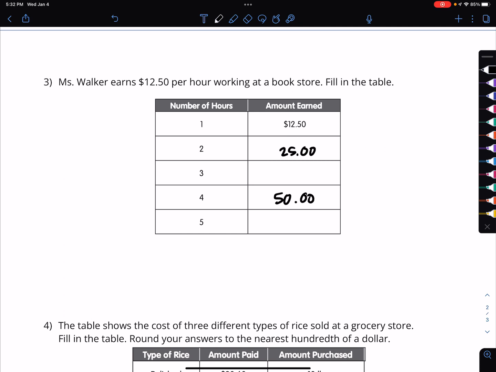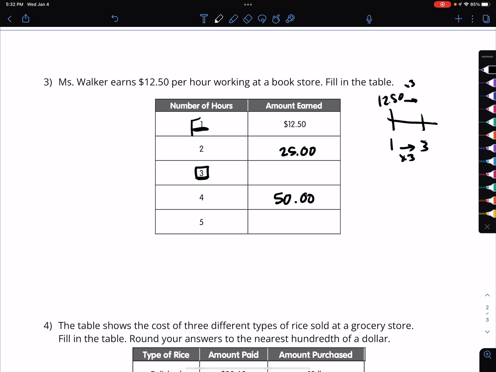So I have a couple routes here to figure out how many for 3 hours. I could go back to my unit rate, if I use my picture here, 1 hour, $12.50. If we want to find 3 hours, we would need to multiply by 3. So I could do multiply by 3 as well to get that.